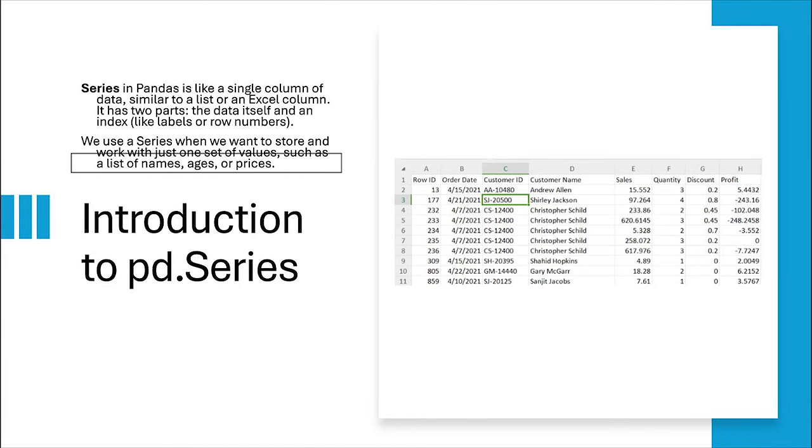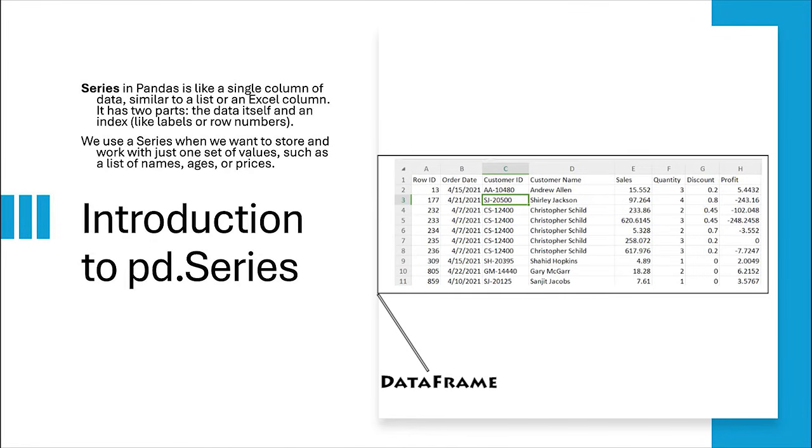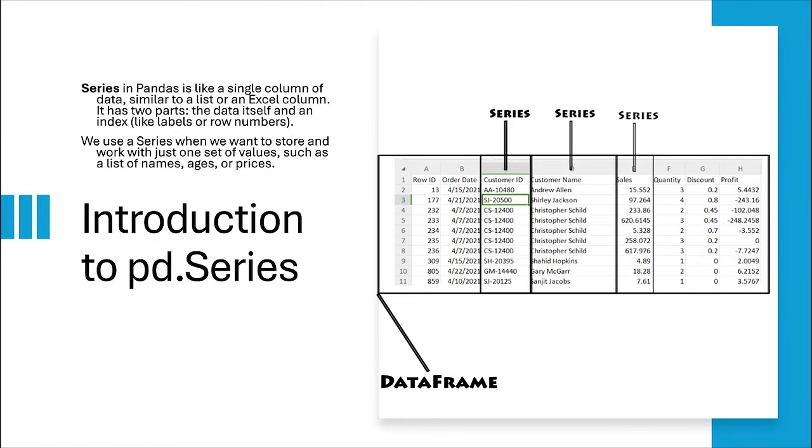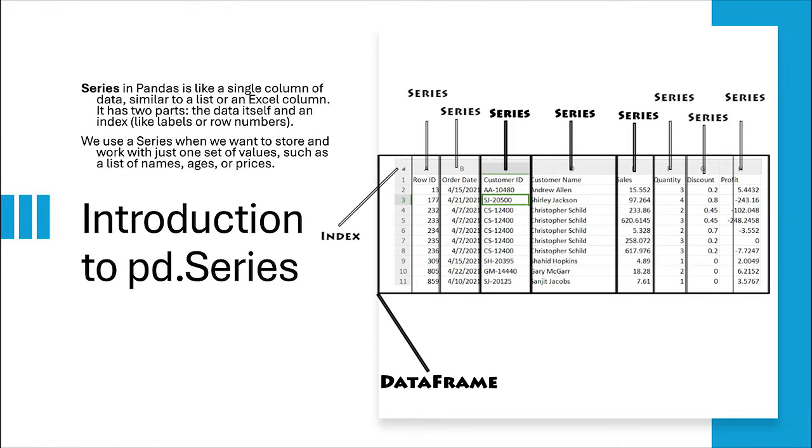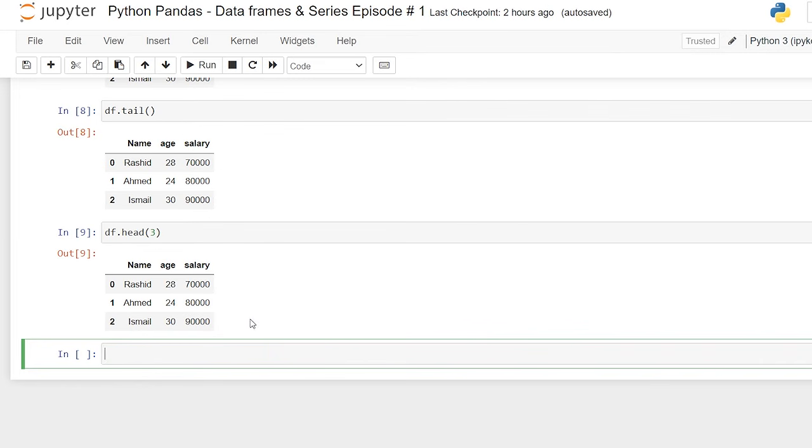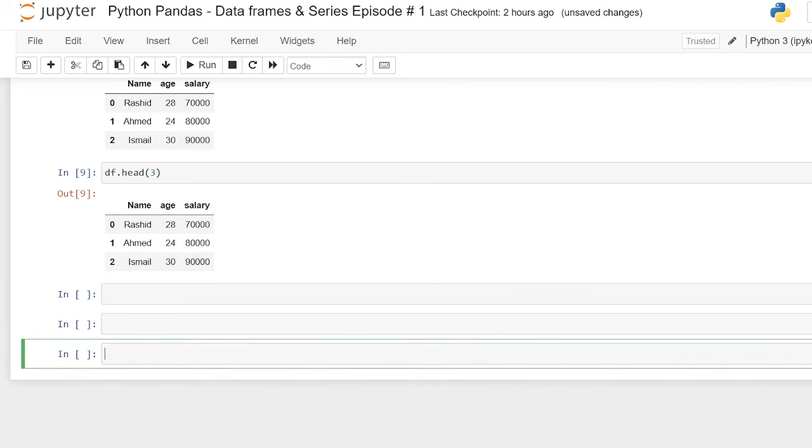So basically, this is my data frame, and this one column of customer ID is a series. Similarly, customer name is also a series. And this sales column, this one column, is also a series. When we work on practical coding, we will get more familiar with the data frame and the series.